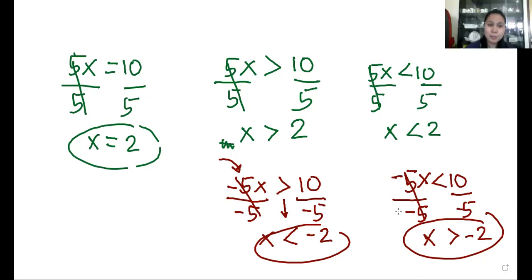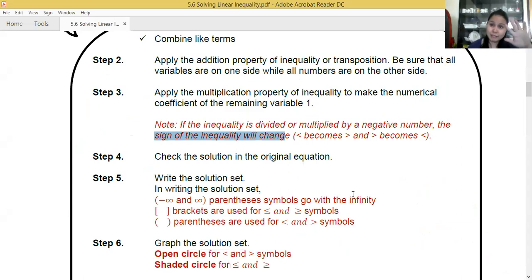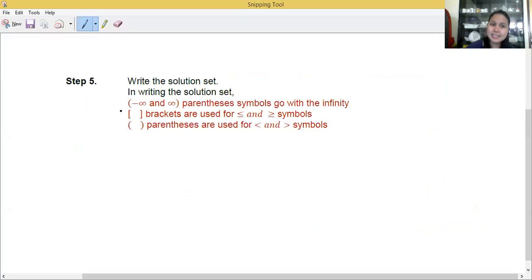Now let's go back. Step 4, you need to check the solution in the original inequality. And step 5, write the solution set. Now, how do we write a solution set? Let me snip this one. How do you write a solution set? It says here that parenthesis symbols go with infinity.